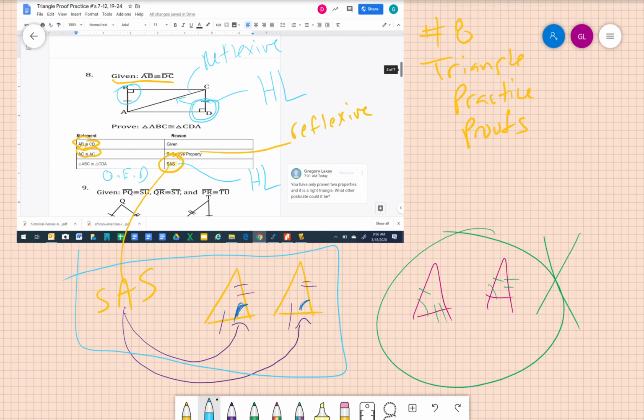But this is number 8. So you have a right triangle. You're thinking about hypotenuse leg. Sometimes you have a right triangle, you can prove it side angle side in other ways. But whenever you have a right triangle, think about hypotenuse leg first and just see if you can make that work. Okay, that's number 8. I'll do 20 and 21 coming up.